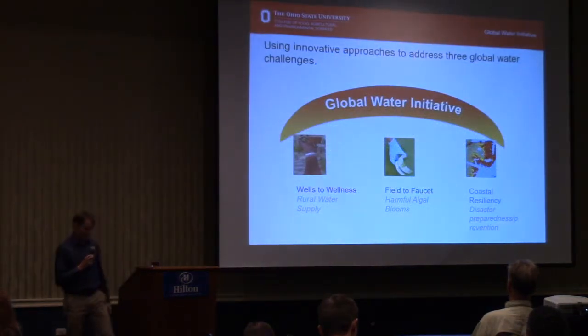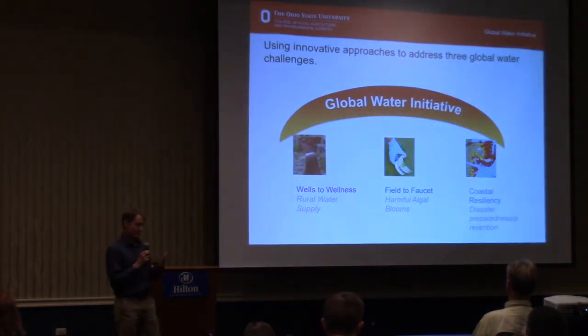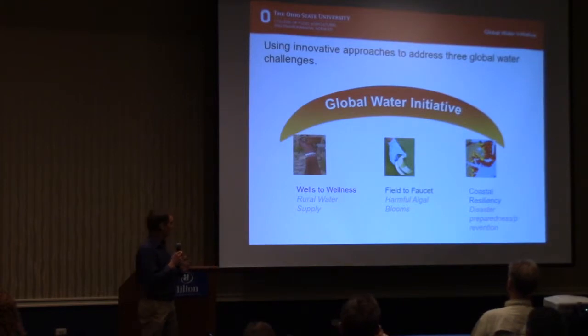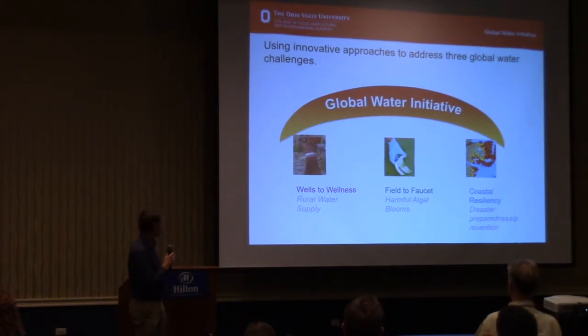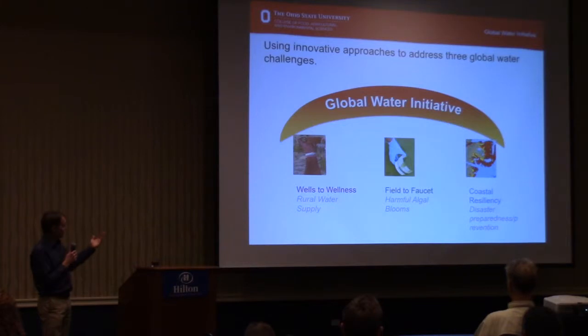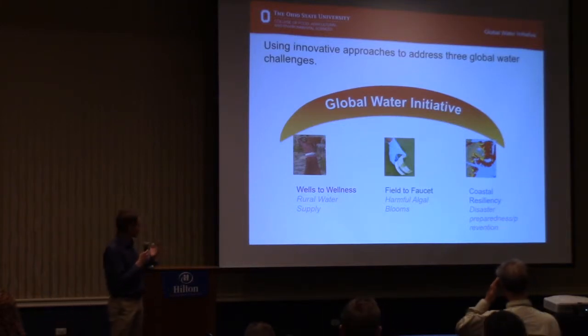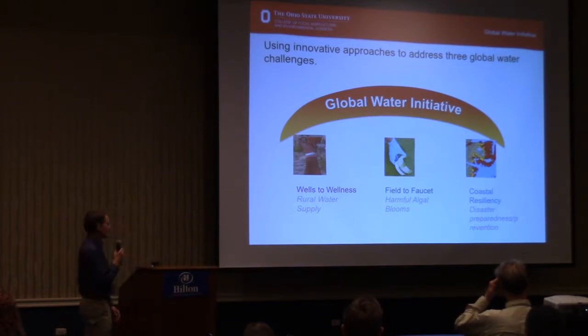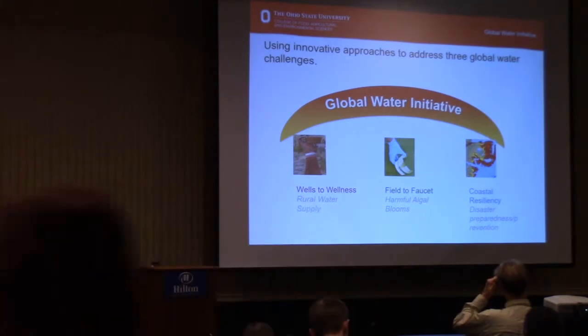And so, as Ohio State moves to become the land grant of the future, we want to not only look at regional state problems such as the harmful algal blooms, but we want to look at global problems and address those as well. So that's where we get into our water supply crisis. There we have a program called Wells to Wellness. We have Field to Faucet, which is addressing harmful algal blooms, and lastly, coastal resiliency. Those are the 3 thrusts that we have within the Global Water Initiative at Ohio State. And I'm just briefly going to talk a little bit about those 3.